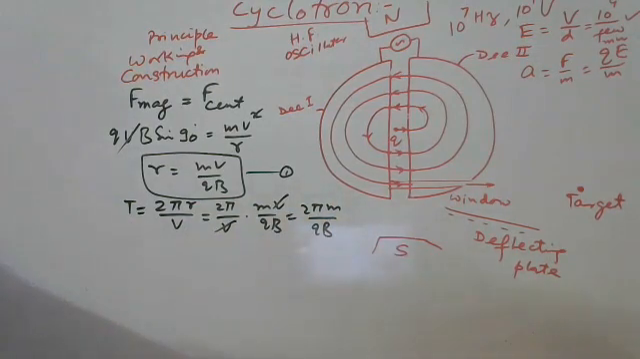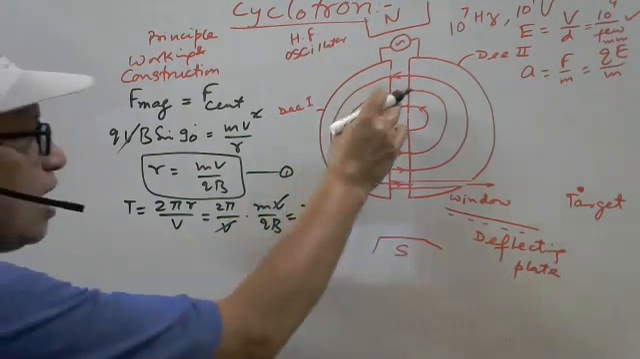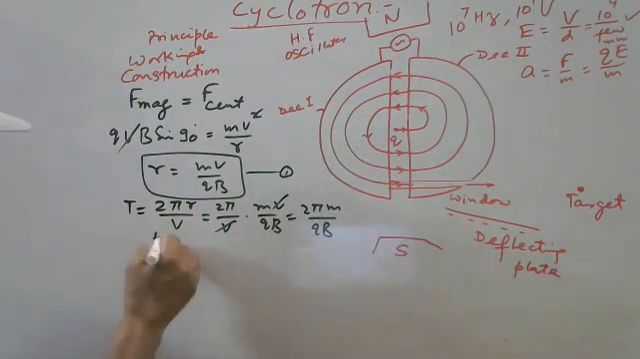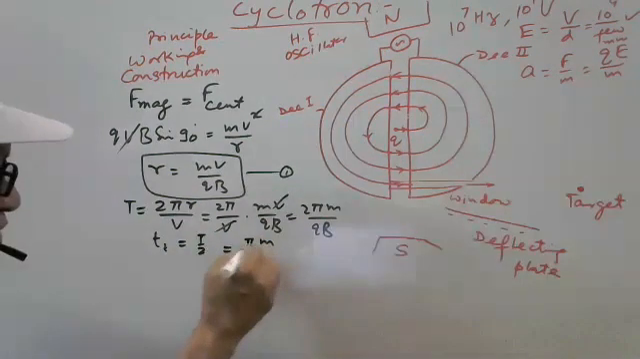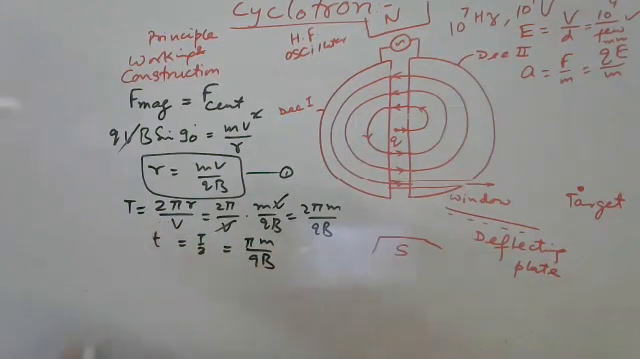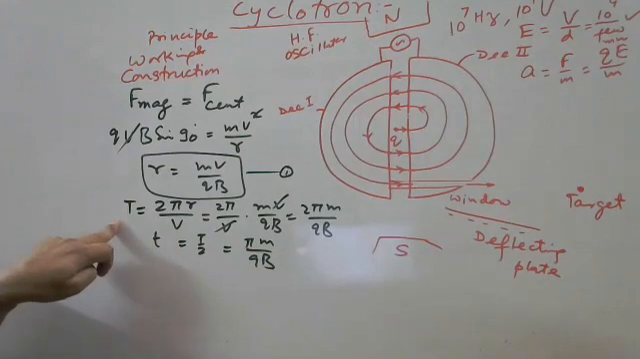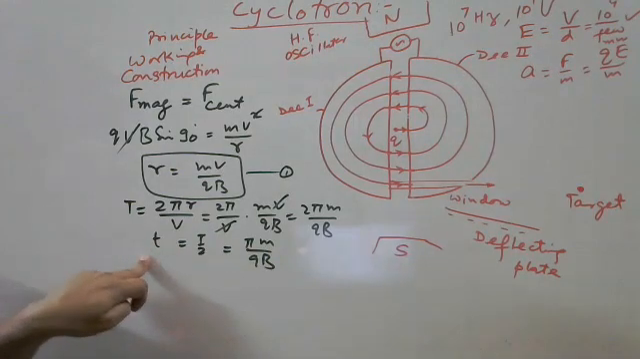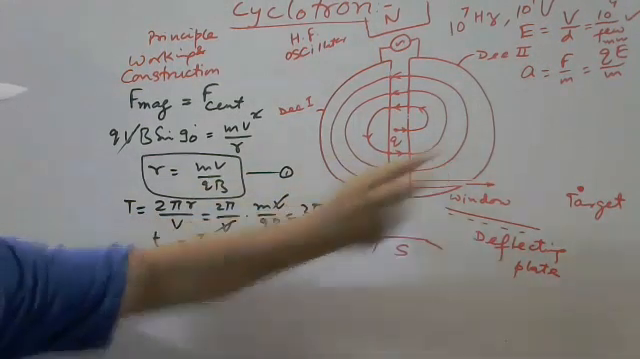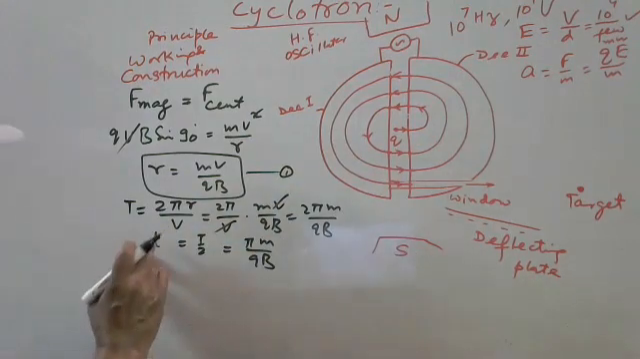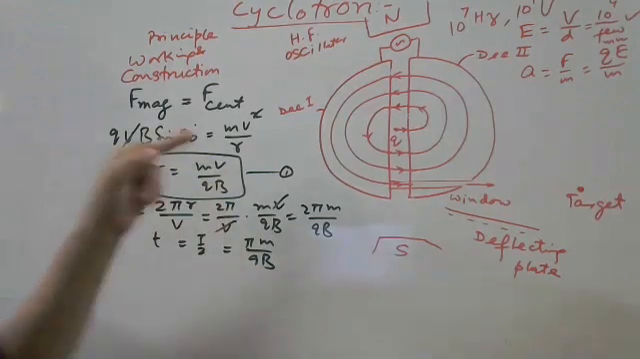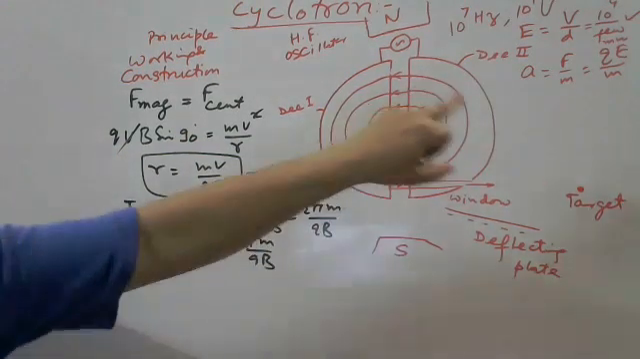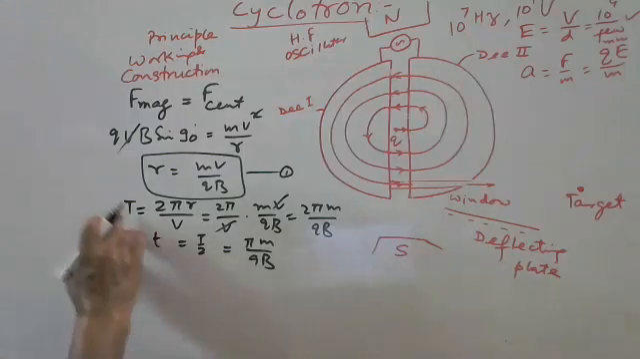Time period means the time taken in one circular motion; in half time, in one D. It is definitely T by 2, that means pi m upon qB. So this capital T is the full cycle time and this is the half cycle time in one D. So after every half time, it accelerates either from left to right or from right to left.